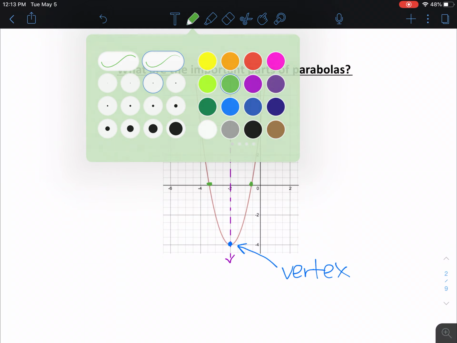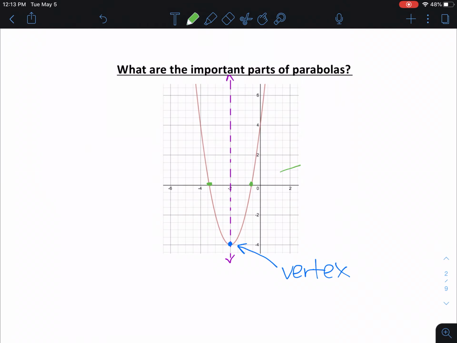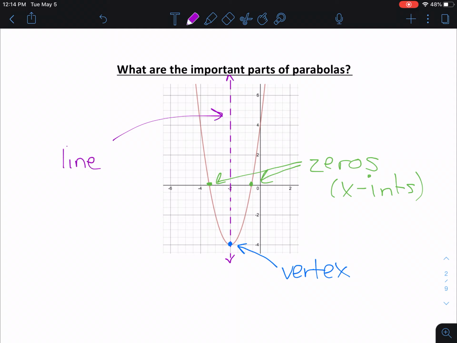The next part is these two green dots right here. These are called zeros. These are also zeros, also known as your x-intercepts, where the graph crosses the x-axis. And then we have this purple line right here that cuts the parabola in half. This is just a line of symmetry.